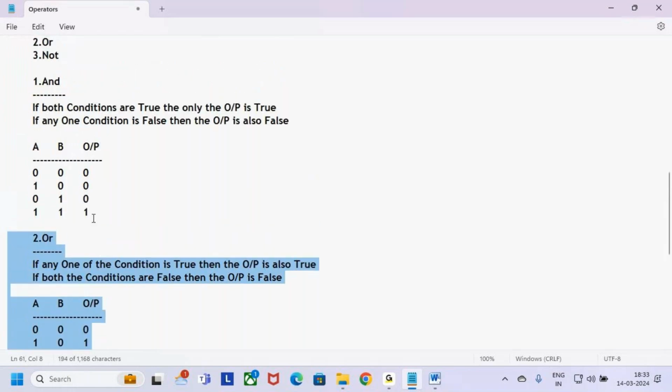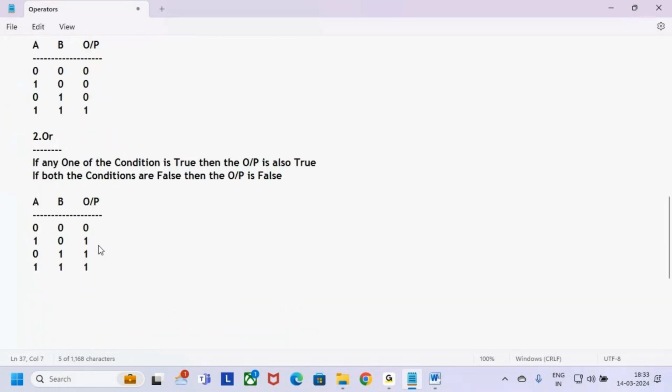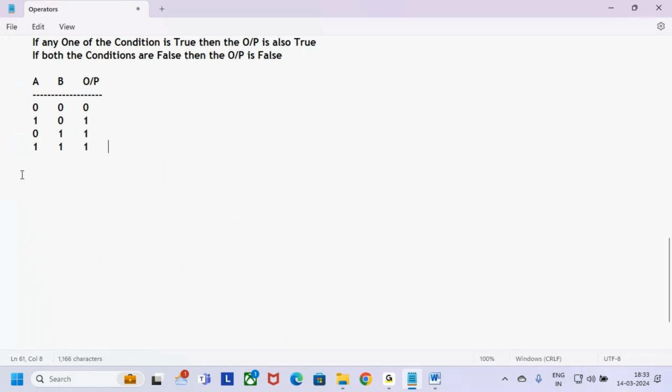And next, there is one more operator, what? The NOT operator. Now what's the functionality of this NOT operator, guys? Let me keep it here. In the NOT operator, we don't have two inputs. We'll have only one input and one output, guys.